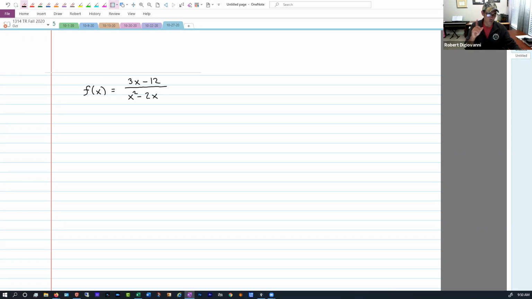All right, so first we have to know we're dealing with a rational function. Like we have to know that this is a polynomial over a polynomial. So that's kind of not the first step, but it's like the pre-first step.